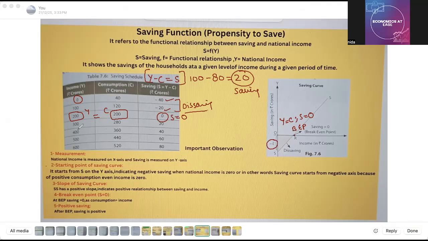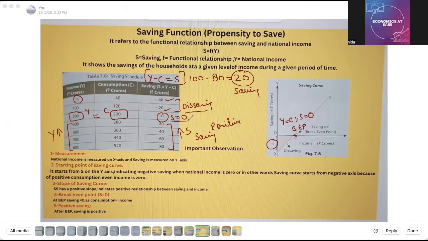Now with the help of the table we again try to explain this diagram. As income increases, saving also increases: 20, 40, 60, 80, because income minus consumption equals saving. So here you are going to see positive saving. Positive saving happens after this break-even point.